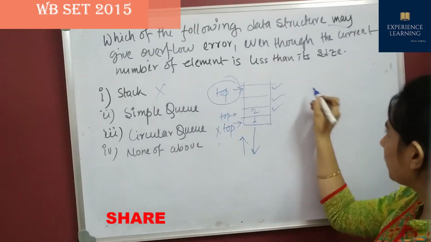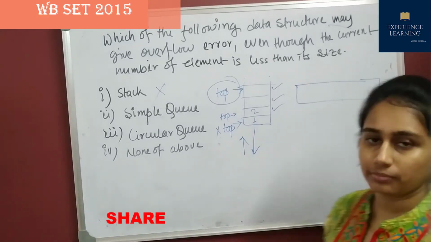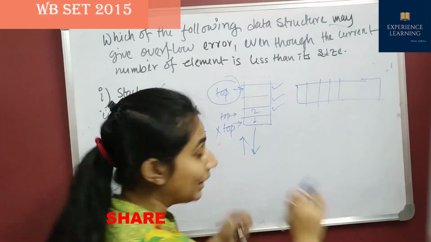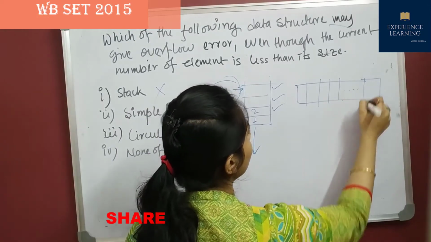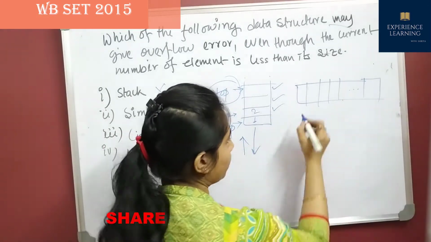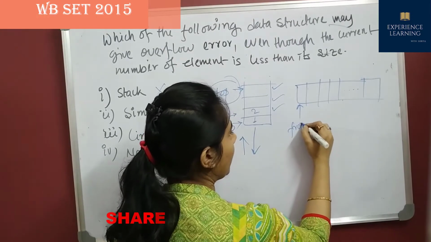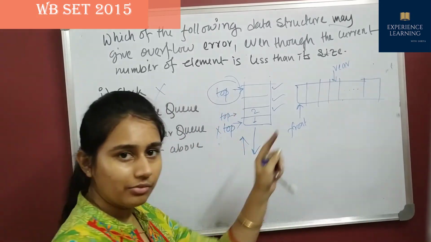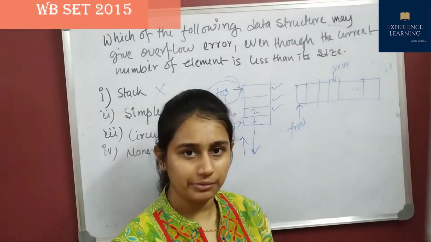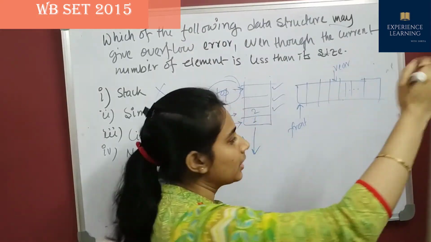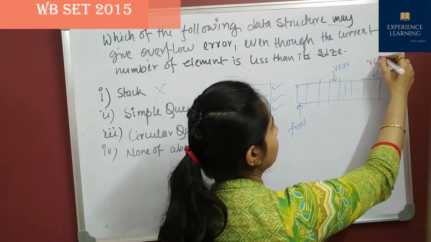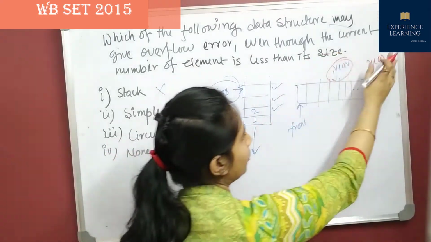Now see the simple queue. I'm writing it for the simple queue. You know that in case of a simple queue or linear queue, we have two pointers. One is front and another one is rear. Say we have front here, rear here. You can insert data, and data will be inserted one by one. And finally the rear is here.